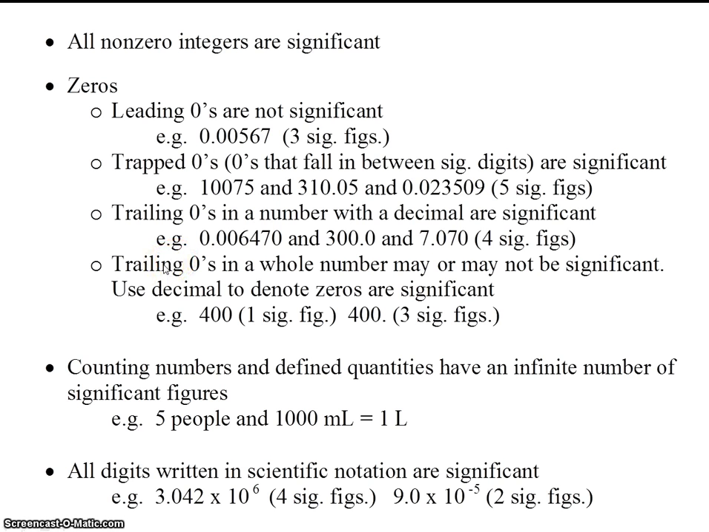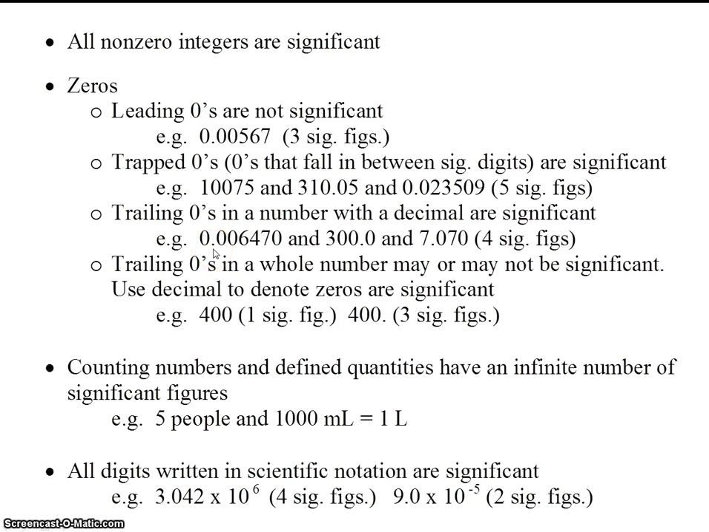Okay, trailing zeros. There's two different kinds. There's trailing zeros with a decimal place, and then trailing zeros without a decimal place. So trailing zeros, as you probably guessed, are zeros that come after a number, like we see here. Trailing zeros in a number with a decimal place are significant. Okay, so does this number here have a decimal place? Yes, it does. It's right there. So will this trailing zero be significant? It will be, because trailing zeros are significant if the number has a decimal place.